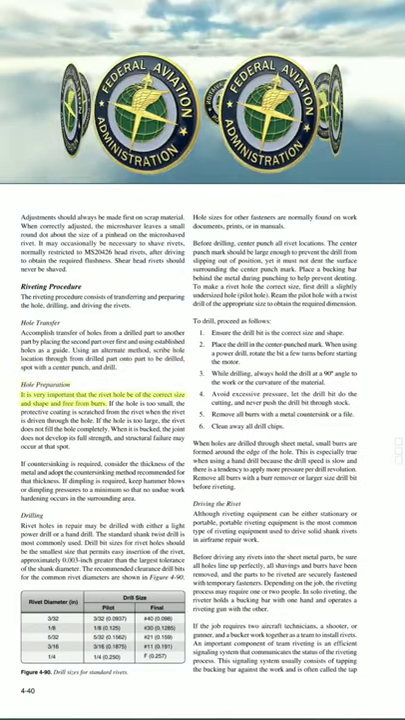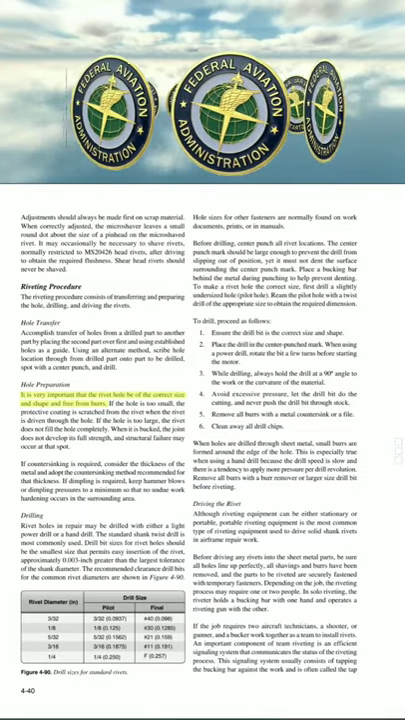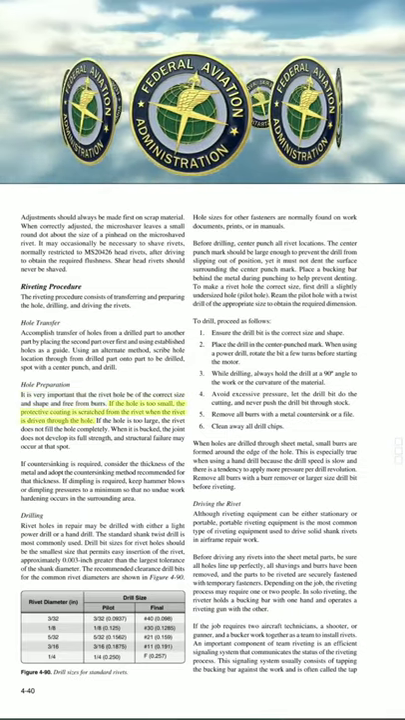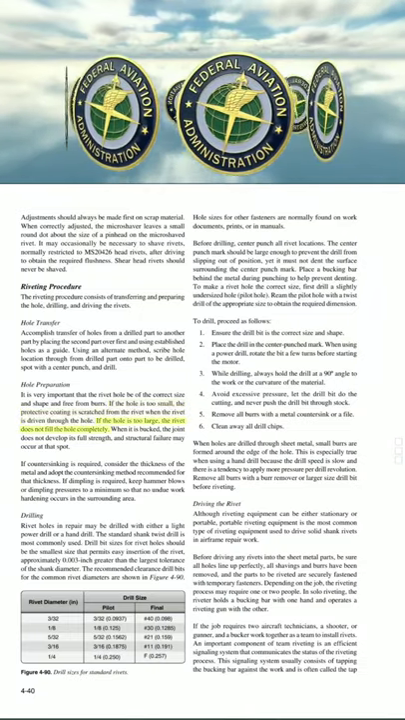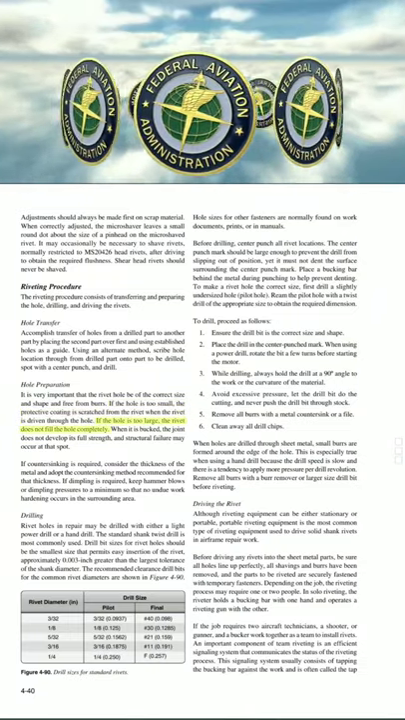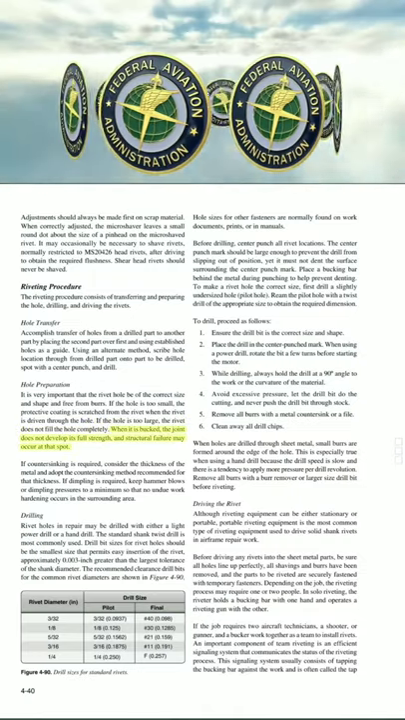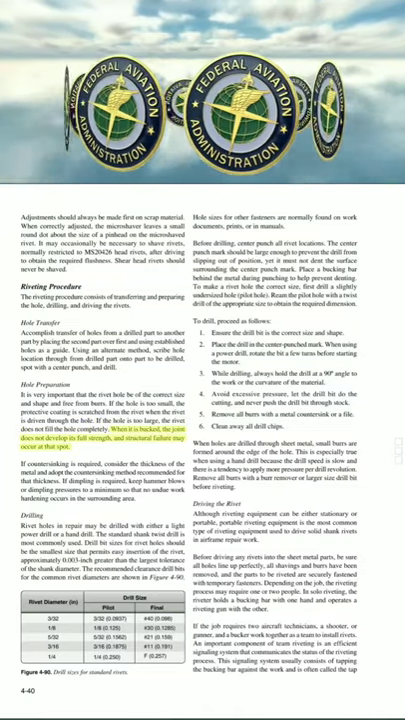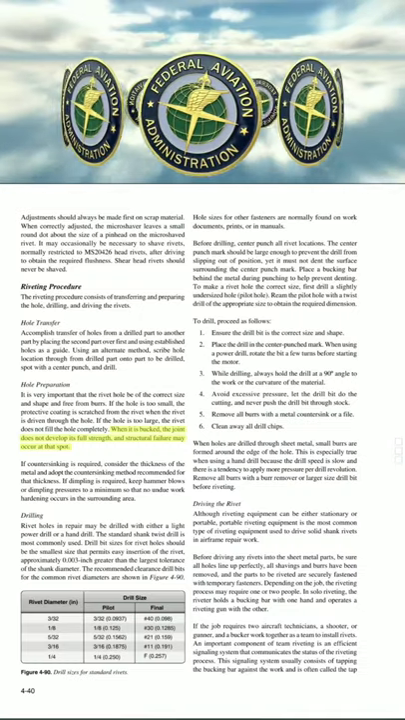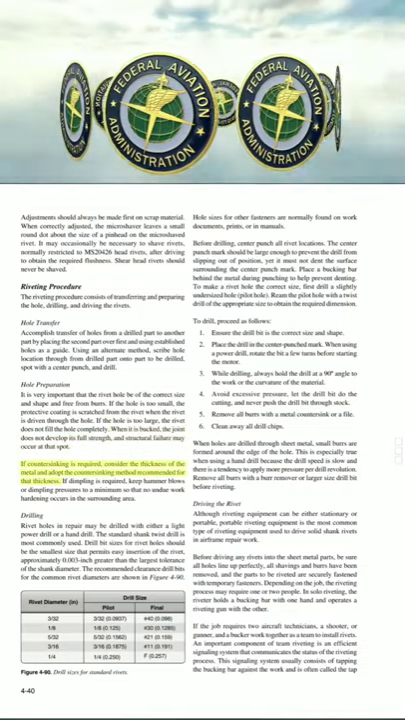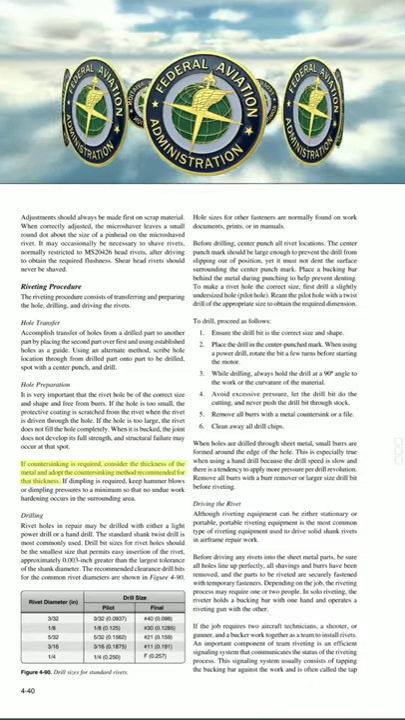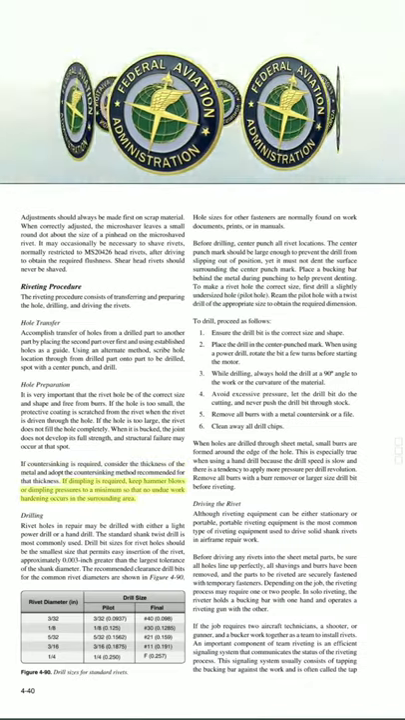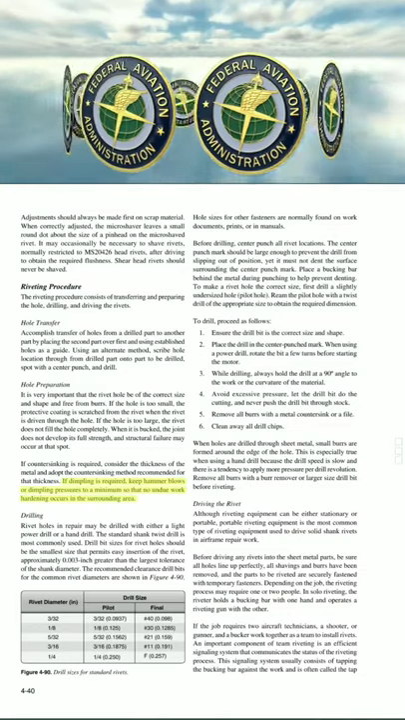Hole preparation. It is very important that the rivet hole be of the correct size and shape and free from burrs. If the hole is too small, the protective coating is scratched from the rivet when the rivet is driven through the hole. If the hole is too large, the rivet does not fill the hole completely. When it is bucked, the joint does not develop its full strength, and structural failure may occur at that spot. If countersinking is required, consider the thickness of the metal and adopt the countersinking method recommended for that thickness. If dimpling is required, keep hammer blows or dimpling pressures to a minimum so that no undue work hardening occurs in the surrounding area.